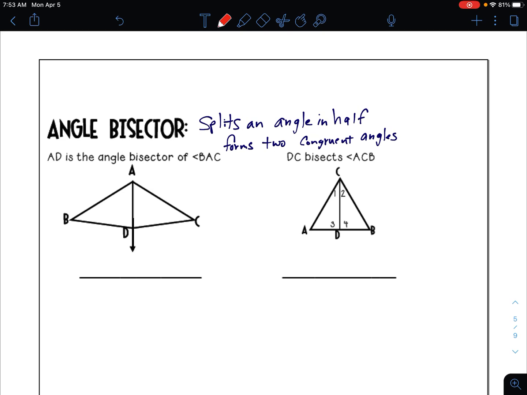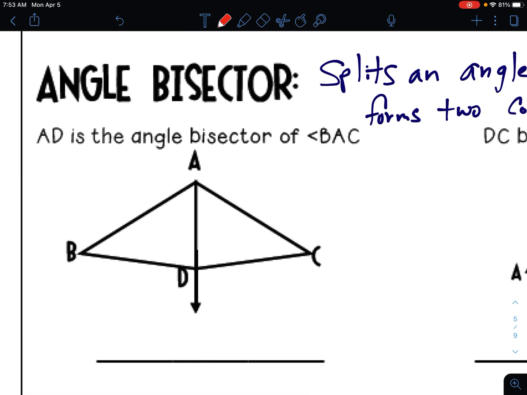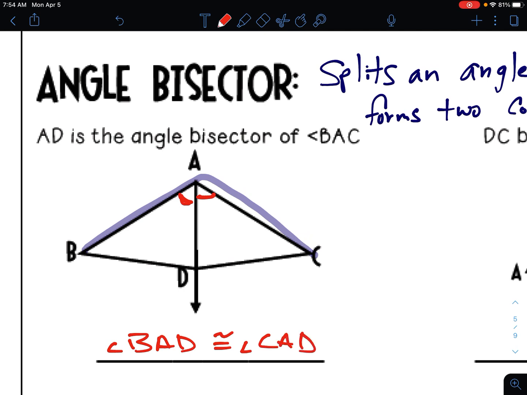All right, angle bisector. Splits an angle in half, forms two congruent angles, and this is where, again, we have to understand what it's saying. AD is the angle bisector of BAC. So BAC gets split in half. Okay? BAC, so what does that mean? It means this angle here is congruent to this angle here. So what information is that? Angle BAD is congruent to angle CAD.